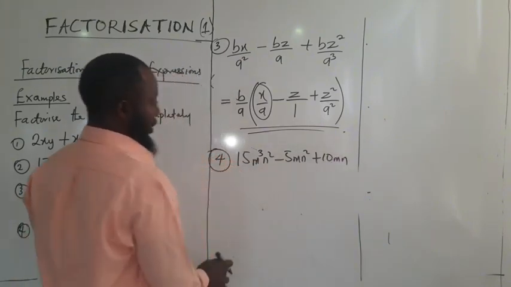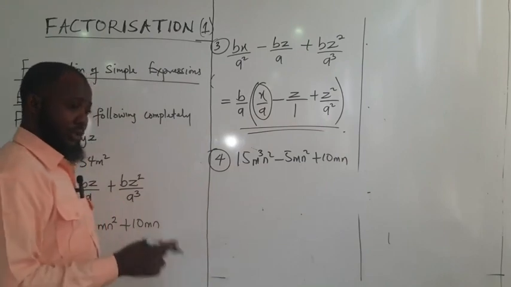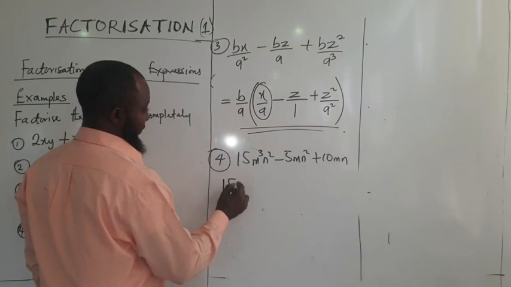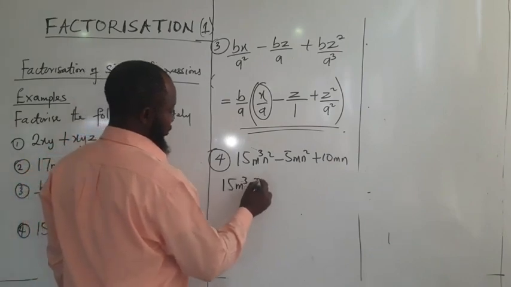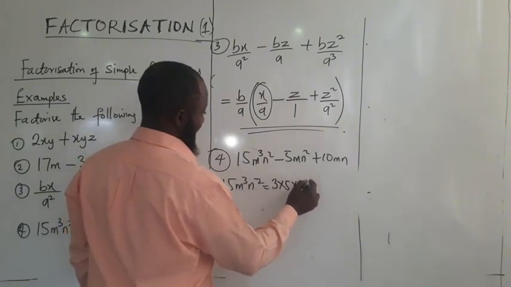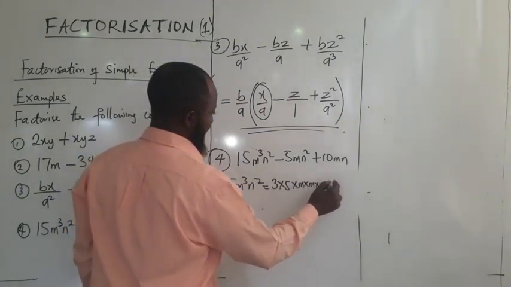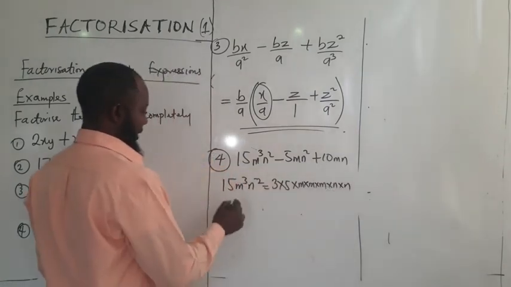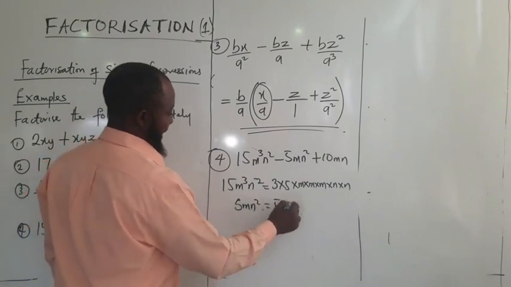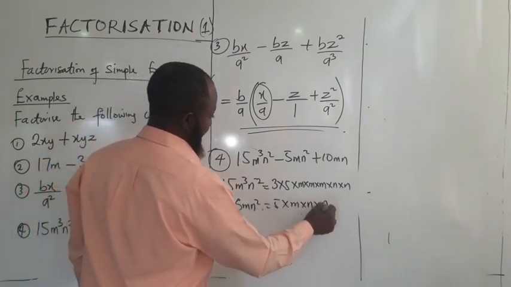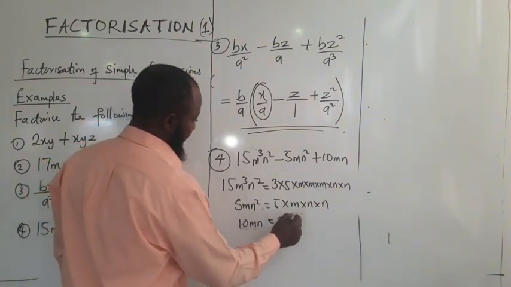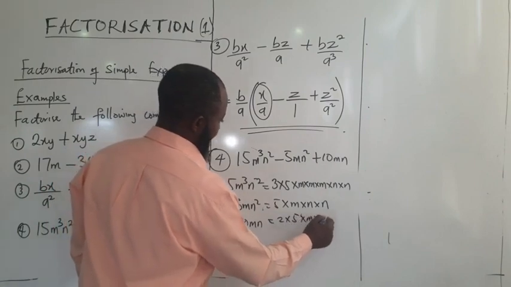So the same thing will be done here. Let's express each of them as products of the prime factors. So that is 15m cubed n squared will be what? 3 times 5 times n times m times m times n times n. Then 5m n squared will be what? 5 times m times n times n. Then 10mn will be what? 2 times 5 times m times n.